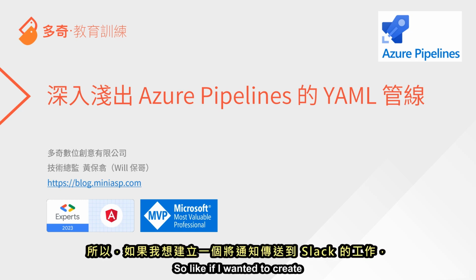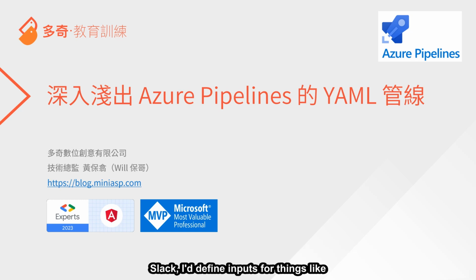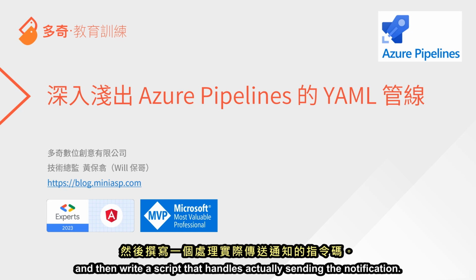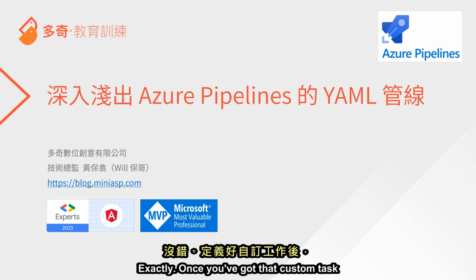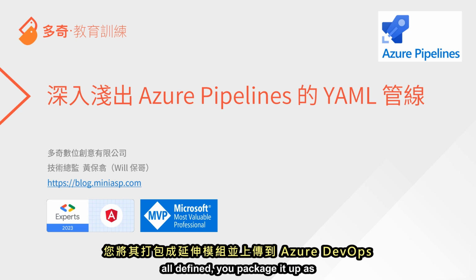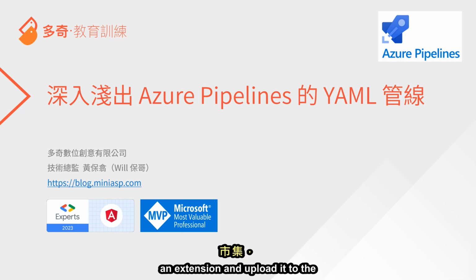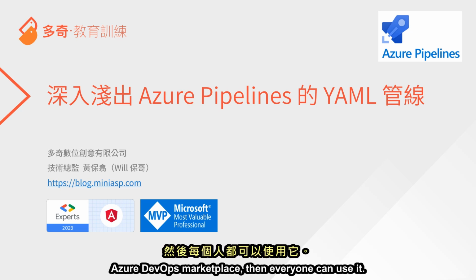So, like if I wanted to create a task to send a notification to Slack, I'd define inputs for things like the Slack webhook URL and the message, and then write a script that handles actually sending the notification. Exactly. Once you've got that custom task all defined, you package it up as an extension and upload it to the Azure DevOps Marketplace. Then everyone can use it.